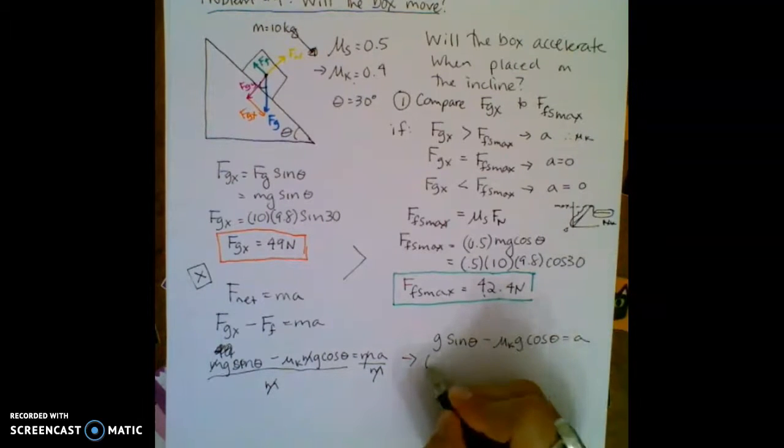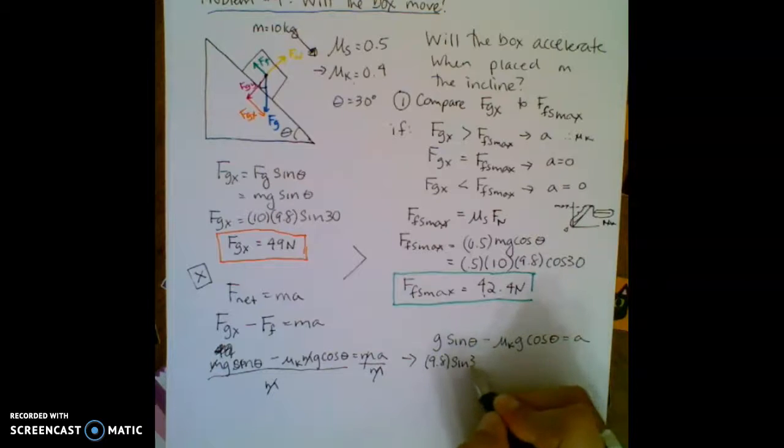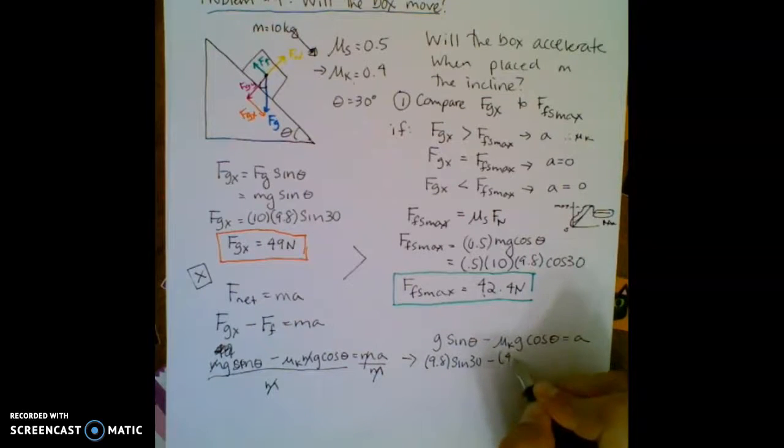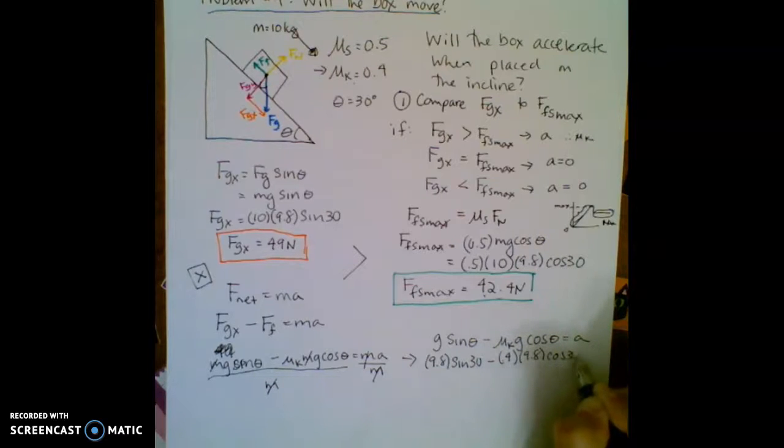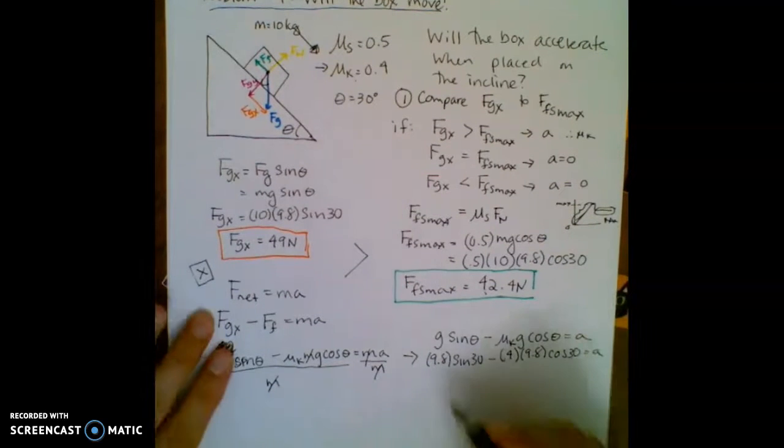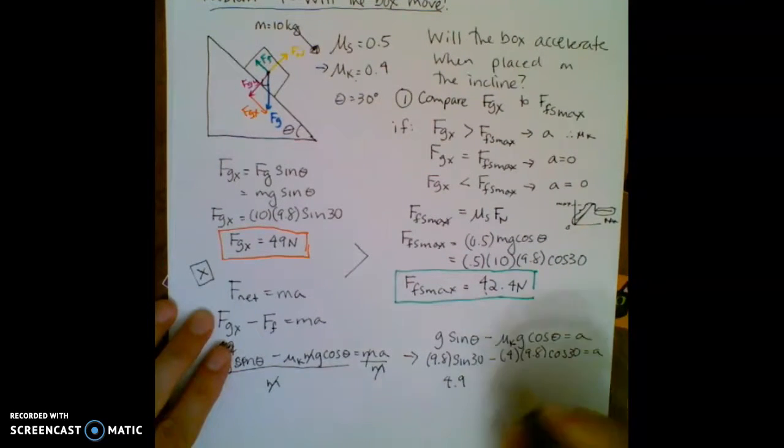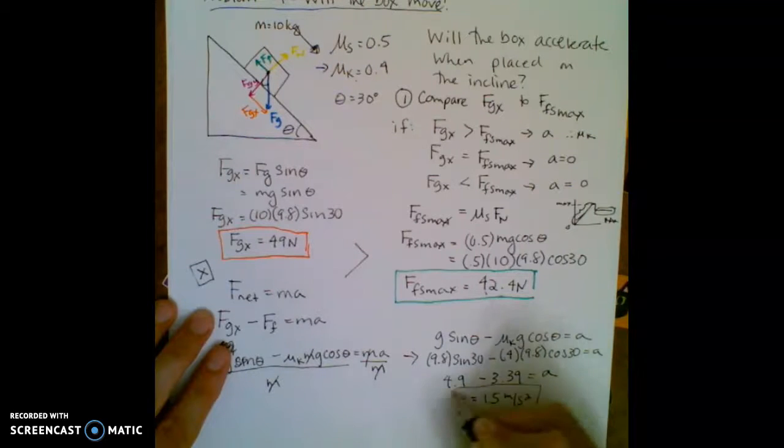Okay, so this would be 9.8 times the sine of 30 minus 0.4 times 9.8 times the cos of 30 is equal to a. And I get 4.9, because the sine of 30 is 1/2, minus 3.39 equals the acceleration. So a is equal to 1.5 meters per second squared. And that is my answer.